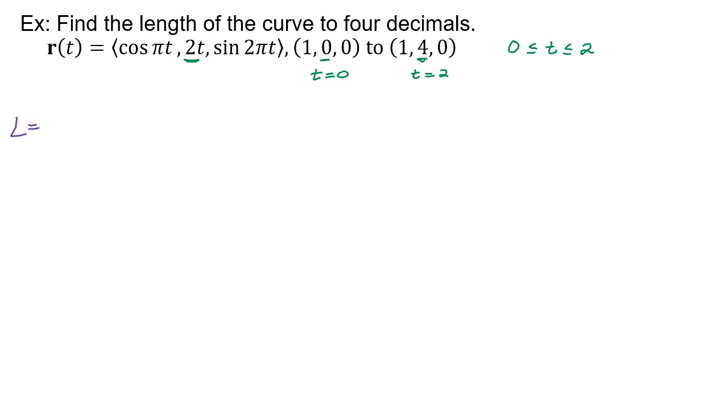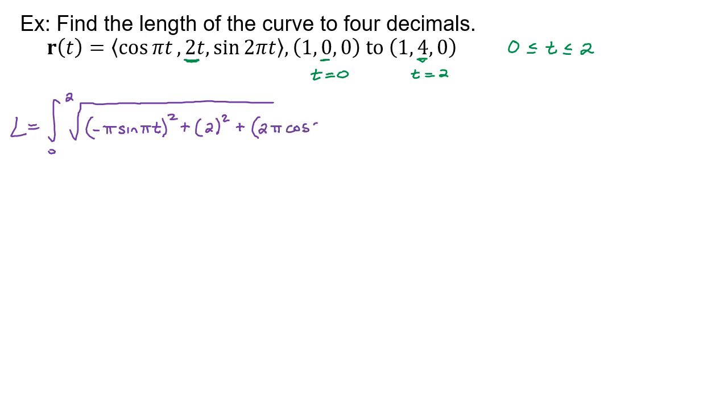So the length of your curve would go from 0 to 2 of the square root of the first one's derivative. So cosine goes to negative sine. Since there's a pi in there, I'll pull off that pi for the chain rule. The 2t, its derivative will just be 2. And the sine 2t pi would be kind of like the first one. Sine goes to cosine because of the 2 pi. You have to do the chain rule here.